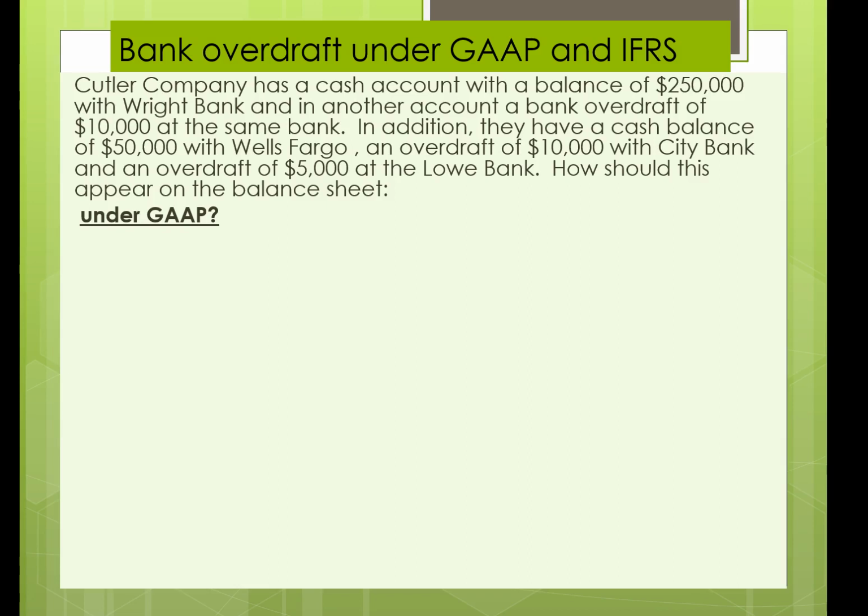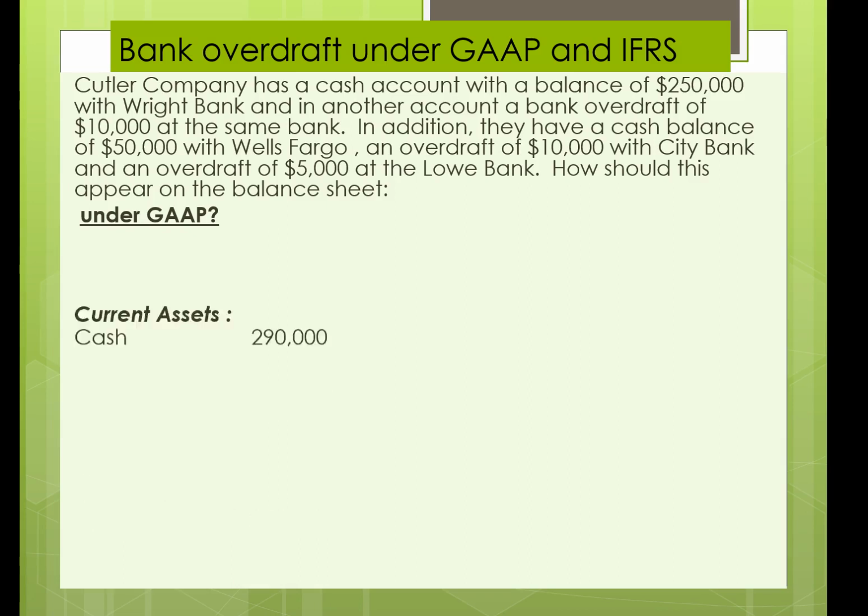Now, let's take a look at an example and look at the difference between GAAP and the international standard. In this example, the Cutler Company has a cash account with a balance of $250,000 with a bank, and in another account, a bank overdraft of $10,000 at the same bank. In addition, they have a cash balance of $50,000 with Wells Fargo and an overdraft of $10,000 with Citibank and an overdraft of $5,000 at Low Bank. So, how would this appear on the balance sheet?